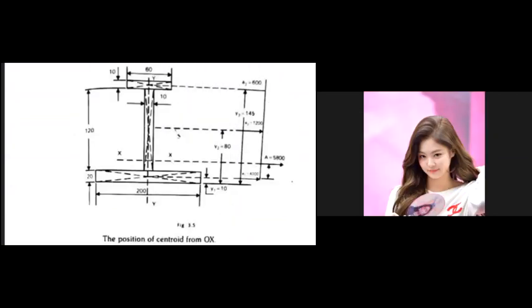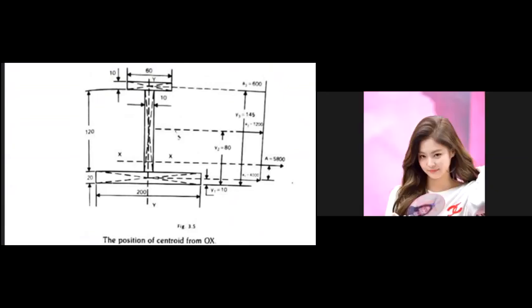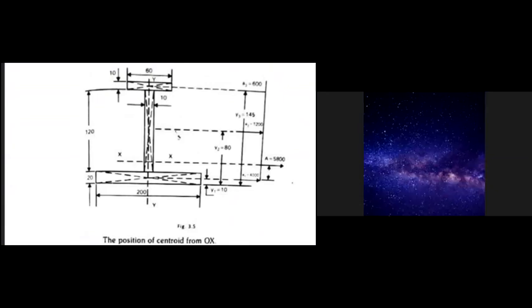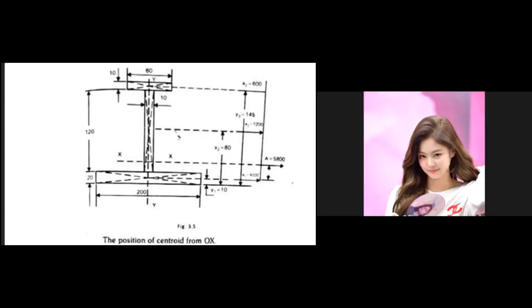A2 is 120 cross 10, that is the area A2, and A3 is 60 cross 10, that is 600.